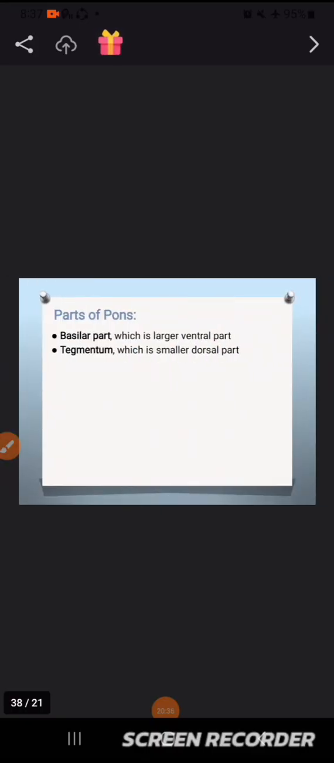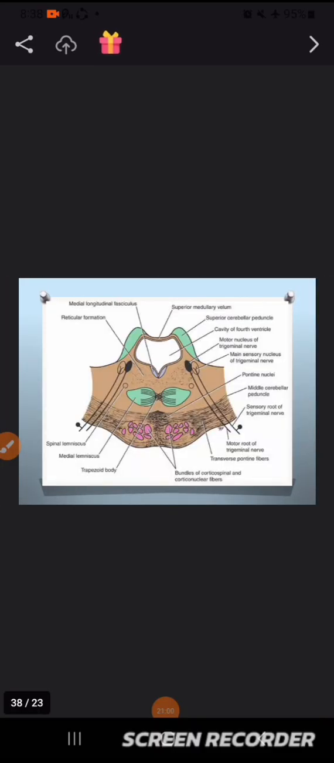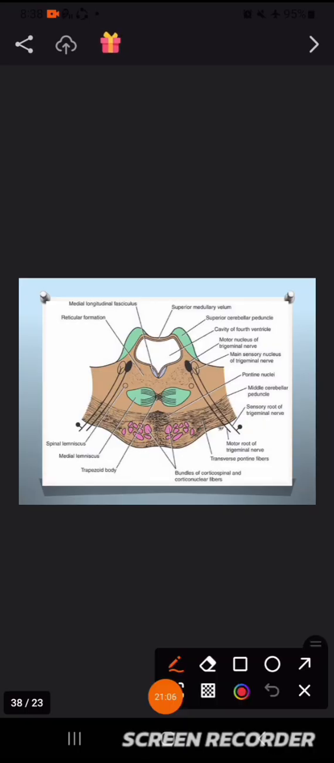In the transverse section of the pons, we can divide the pons into two parts, the basilar part and the tegmentum. The basilar part is the anterior part and the tegmentum is the dorsal part. The content of the basilar part of the pons is similar in the two sections. We discuss the structure of the pons at two levels, cranial and caudal. The structure is similar in the cranial and caudal.